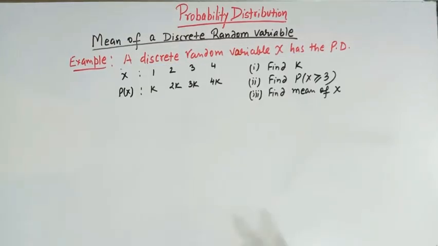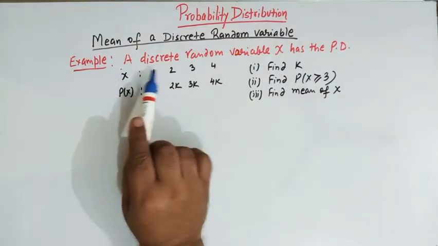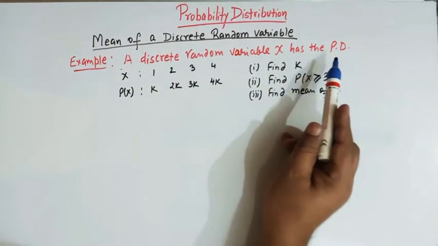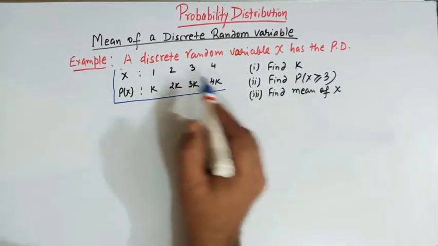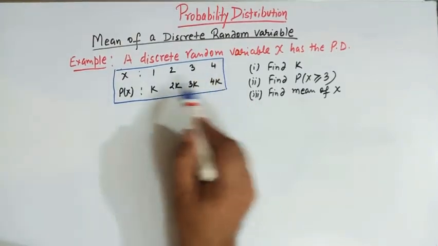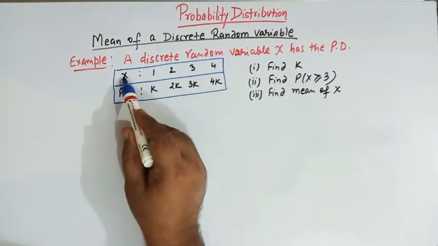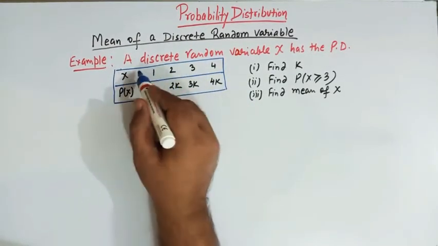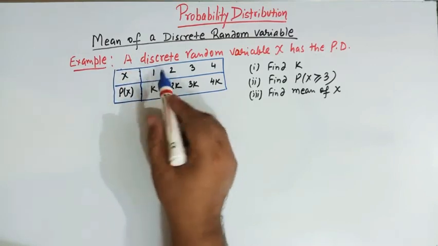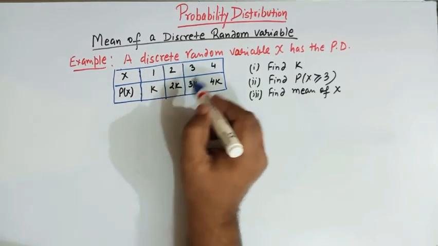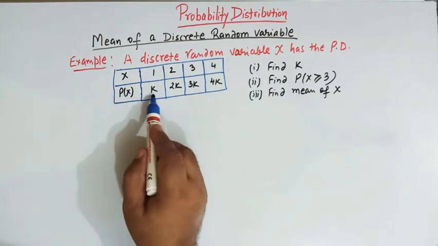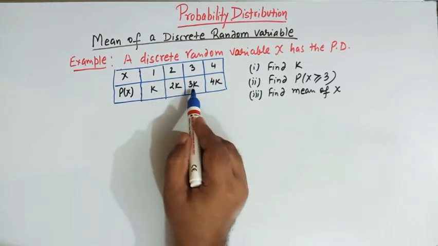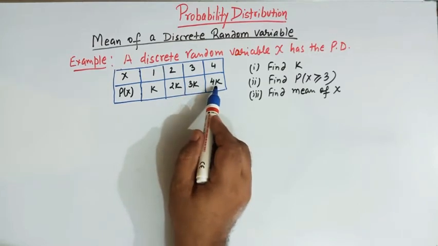Now let us take one more important example. So here a discrete random variable x has the probability distribution. Now the distribution is given by this table, and here we have x, the random variable, and it takes the values 1, 2, 3 and 4, right? And the corresponding probabilities are k, 2k, 3k and 4k.